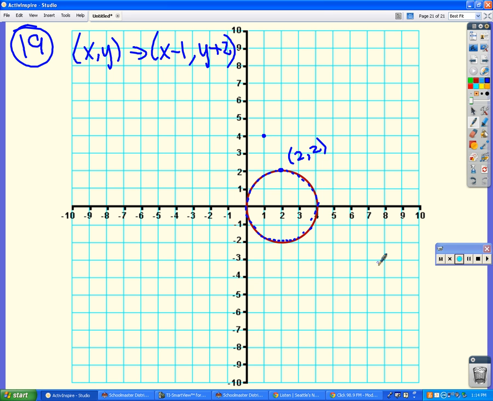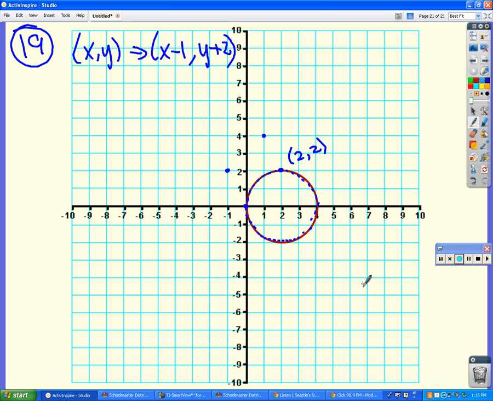Okay? But that's only 1 point. We're going to need more points than that to see what the heck's going on. So give me another point on the circle. How about 0, 0? That'll work. This guy right here. So if I subtract 1 from the x and then add 2, where's that going to go? Negative 1, 2. So these points here are my new points. What's another one? There's a couple more easy ones.